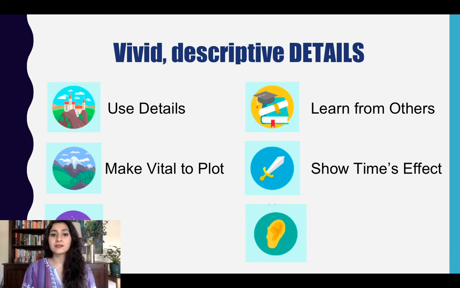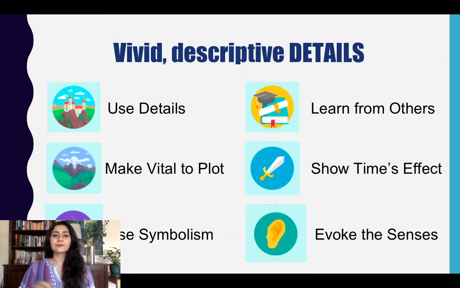That's how symbols are important for us writers. And lastly, evoke the senses. There are 5 senses that you can evoke. Allow your reader to smell, feel, touch, hear, and see what you are describing.